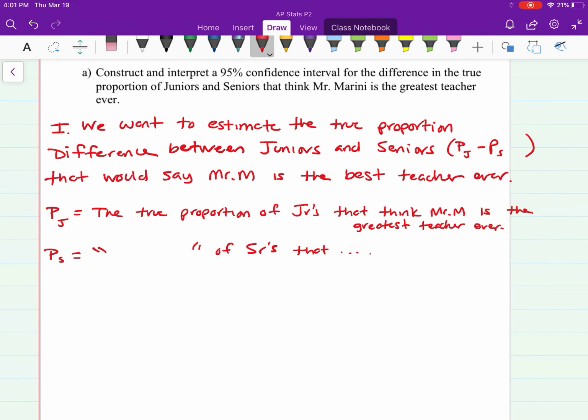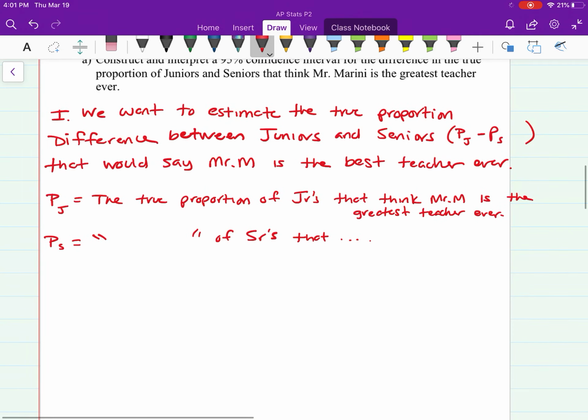Mr. Marini, is it necessary that I do all that? Yes. Label what PJ and PS are. You could put a 1 and a 2. I just think J and S, juniors and seniors, is easier to follow.